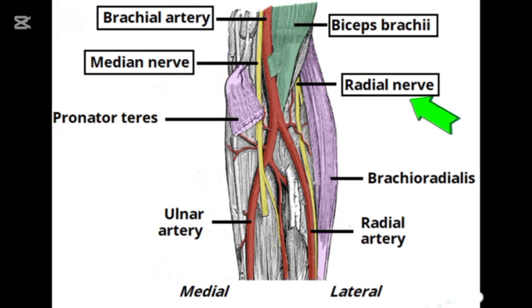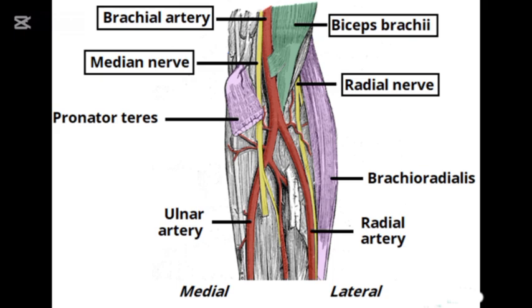Number 1 is the radial nerve, which travels along the lateral border of the cubital fossa and divides into deep and superficial branches. Number 2 is the biceps tendon. It passes centrally through the cubital fossa and attaches to the radial tuberosity. Number 3 is the brachial artery. It bifurcates into the radial and the ulnar arteries at the apex of the cubital fossa. The brachial pulse can be felt in the cubital fossa by palpating medial to the biceps tendon.